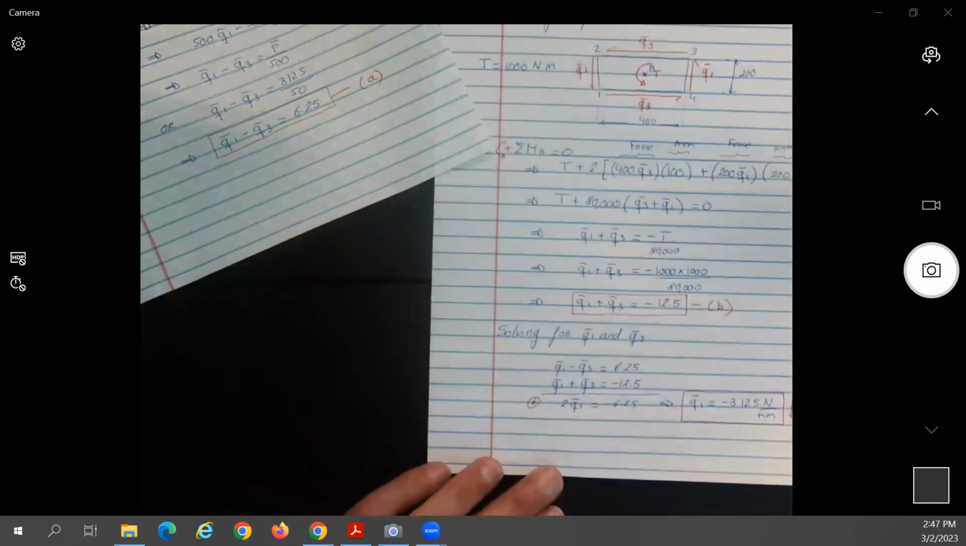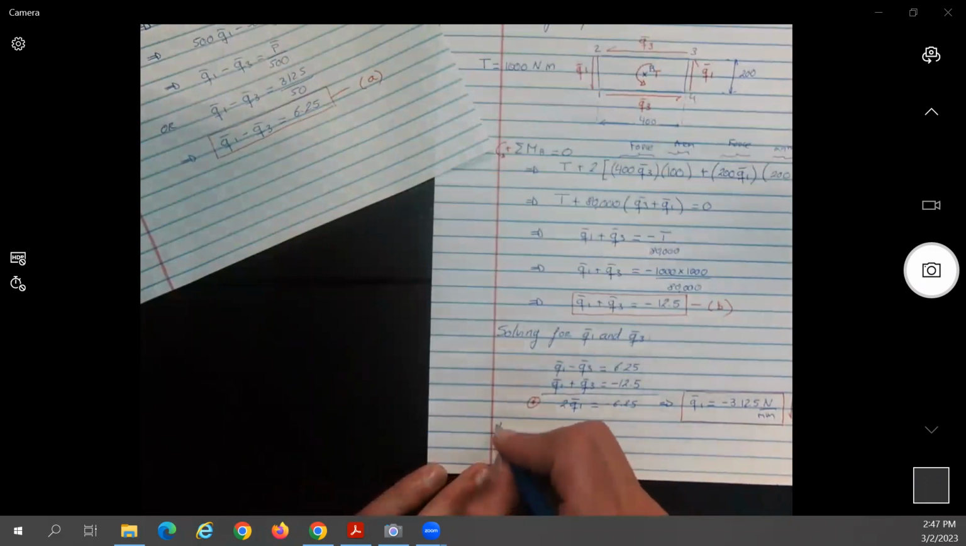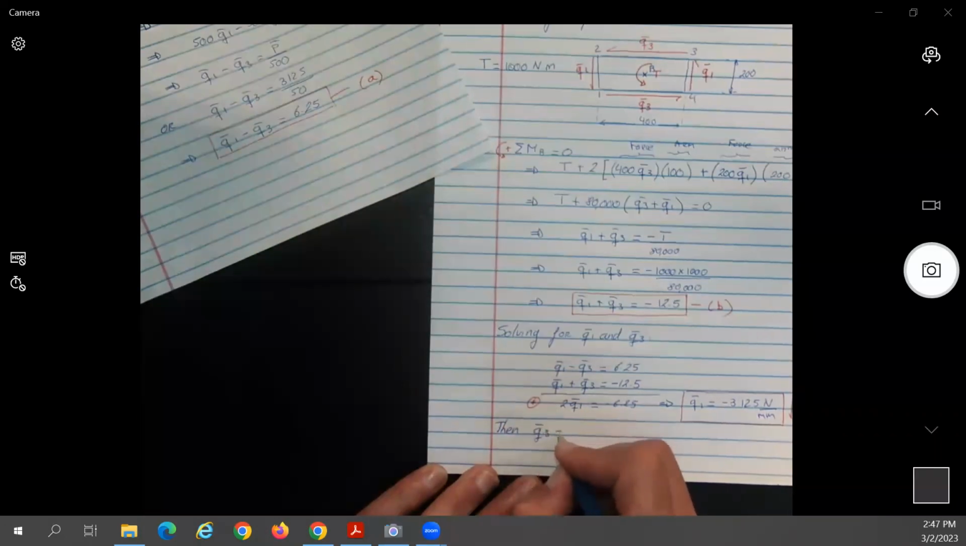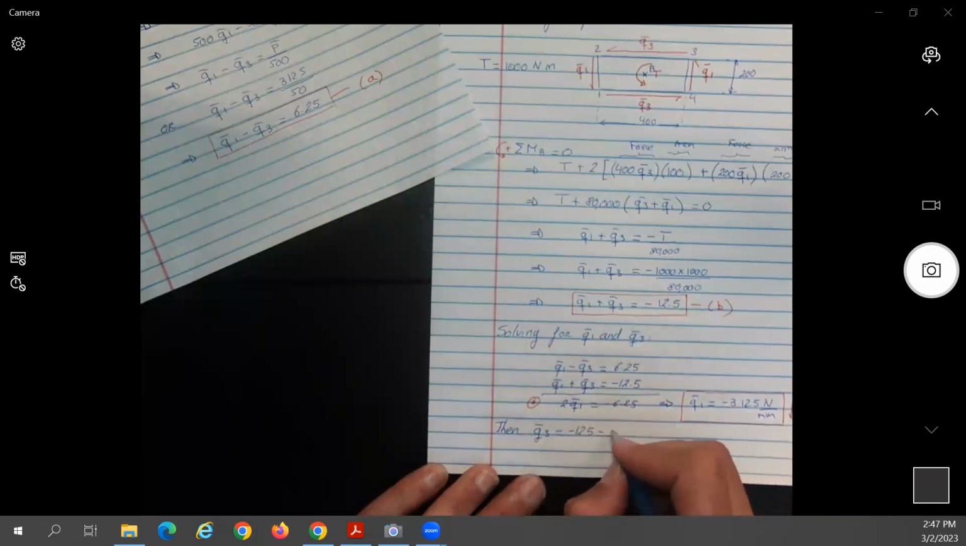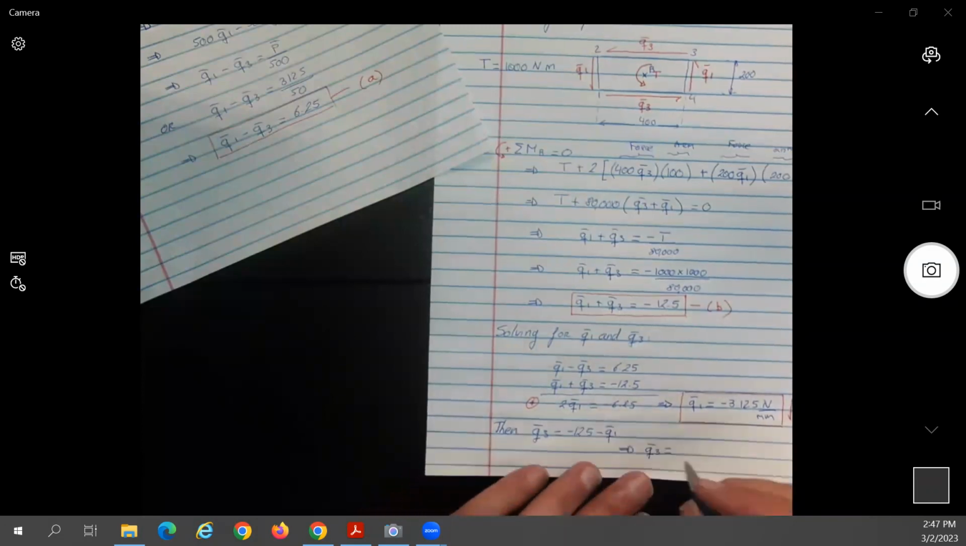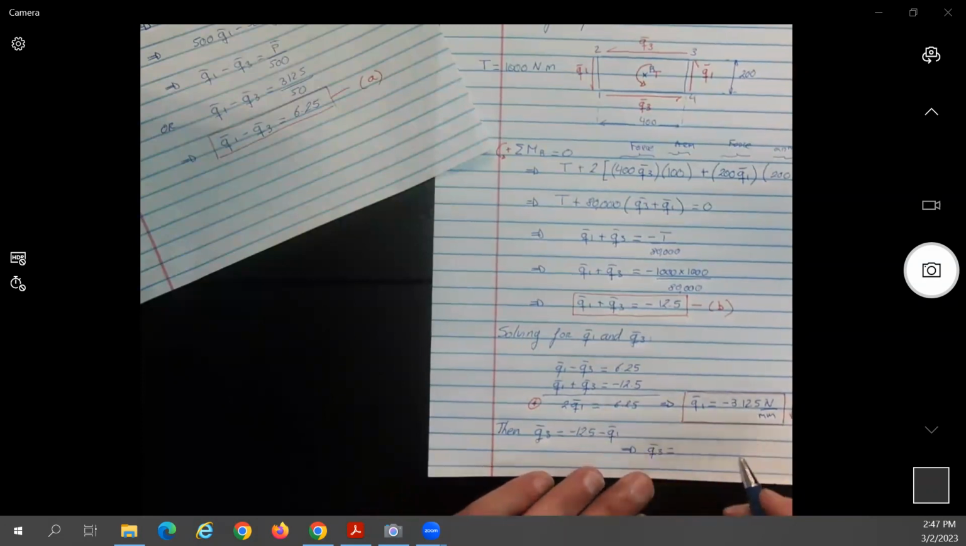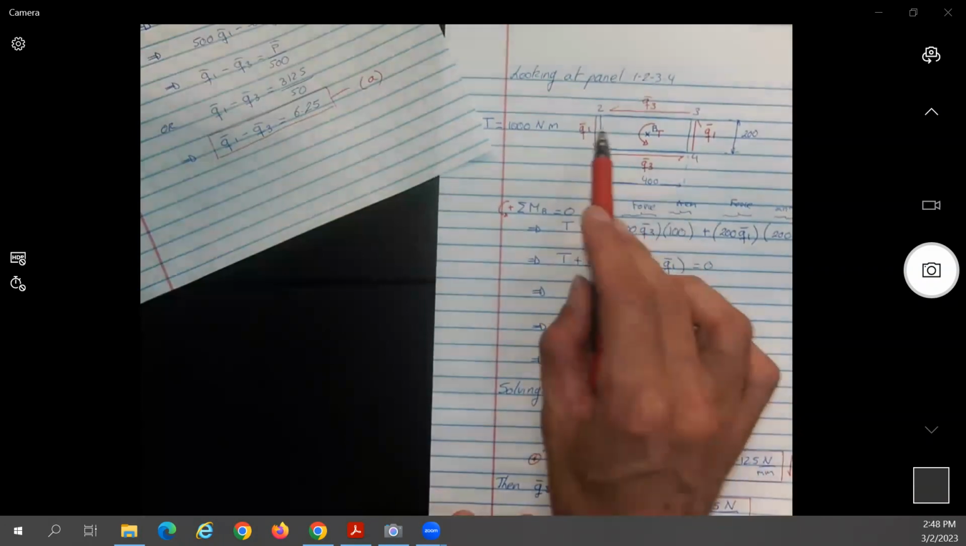Oh, sorry. And here now from the second equation, we can find that then Q bar 3 would be equal to what? Let's say negative 12.5 minus Q bar 1, which will give Q bar 3 equal to, so will be negative 12.5 plus 3.125, which gives negative 9.75 newtons per millimeter. And again, what does that mean? That it will be going opposite direction than what is plotted over here, no?